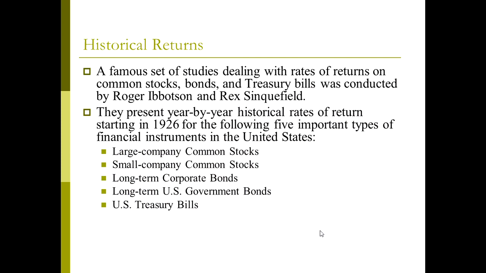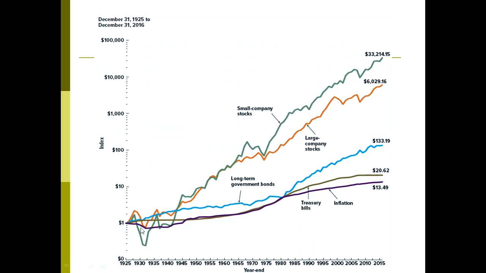Okay, so now we're going to look at some historical returns. We have a very famous study that showed, from 1926 until 2006, the returns of large companies, small companies, long-term corporate bonds, long-term U.S. government bonds, and U.S. Treasury bills. So let's take a look at what happened to the returns of different financial assets. Now suppose you start with a $1 investment in each of those different assets in 1925.